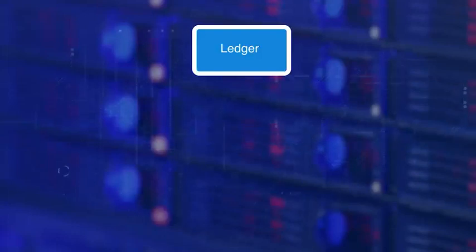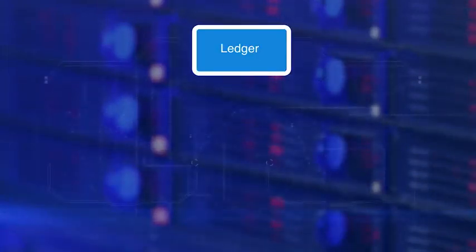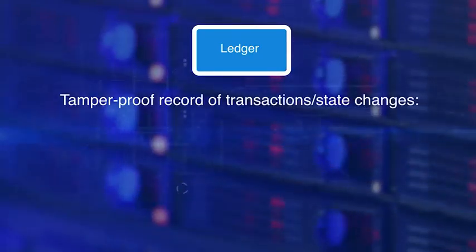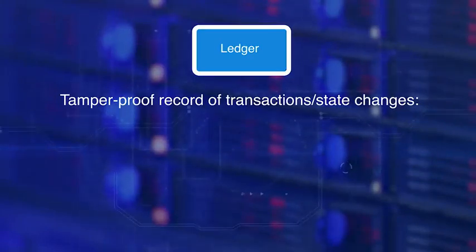The ledger is similar to other blockchain ledgers. It is a tamper-proof record of state transitions in the fabric. State changes are affected by the invocations of chain code functions by the transactions initiated by participants on the fabric.